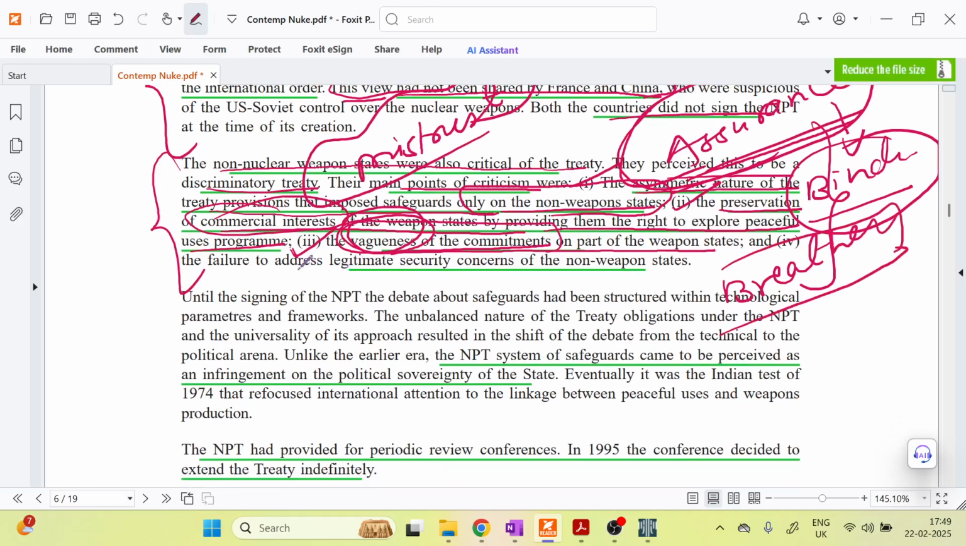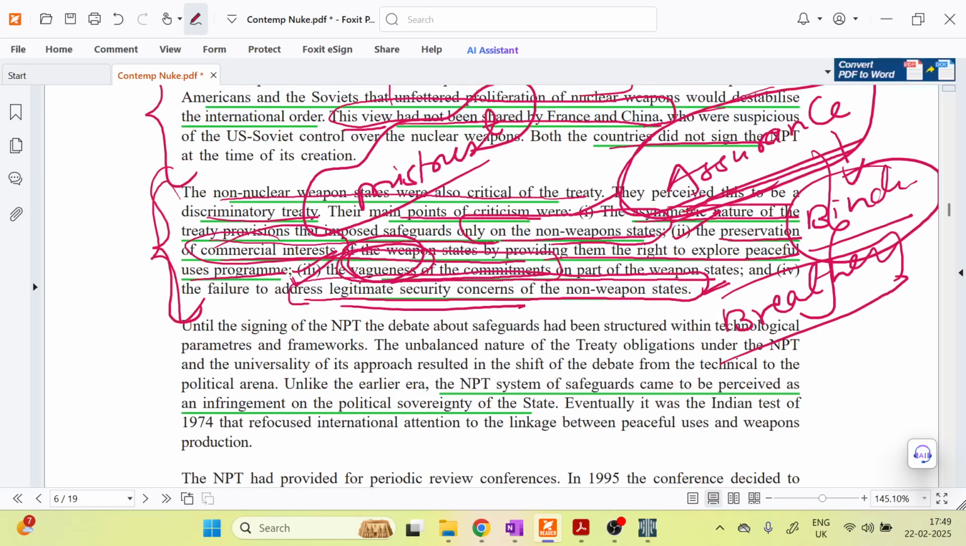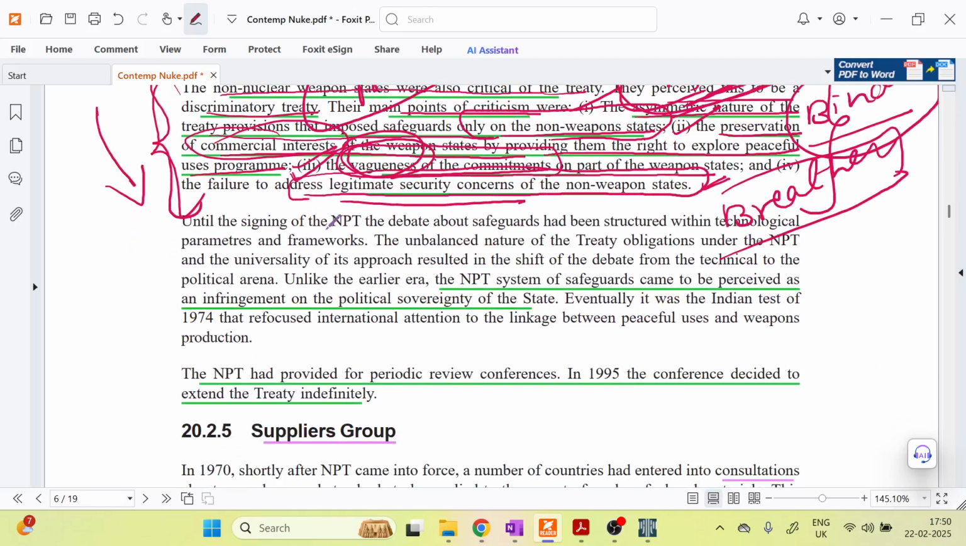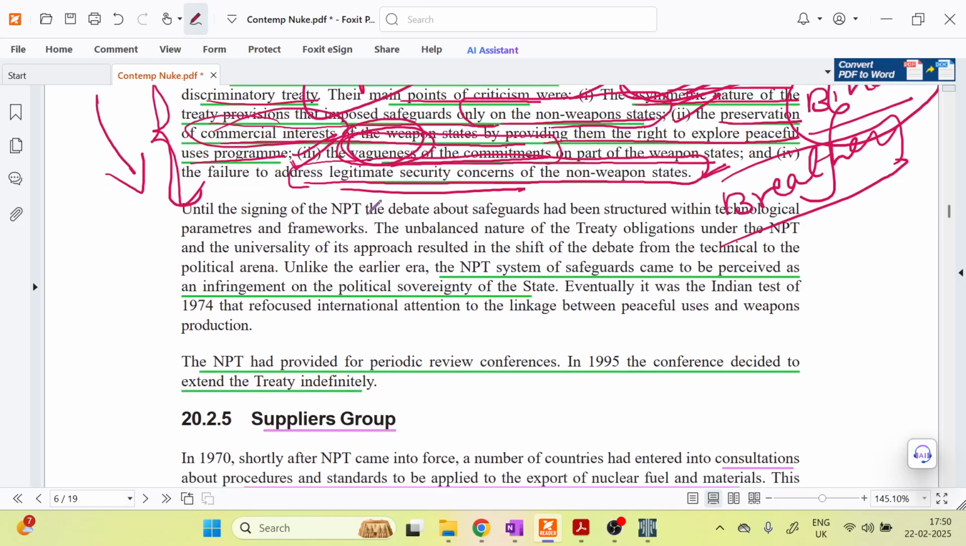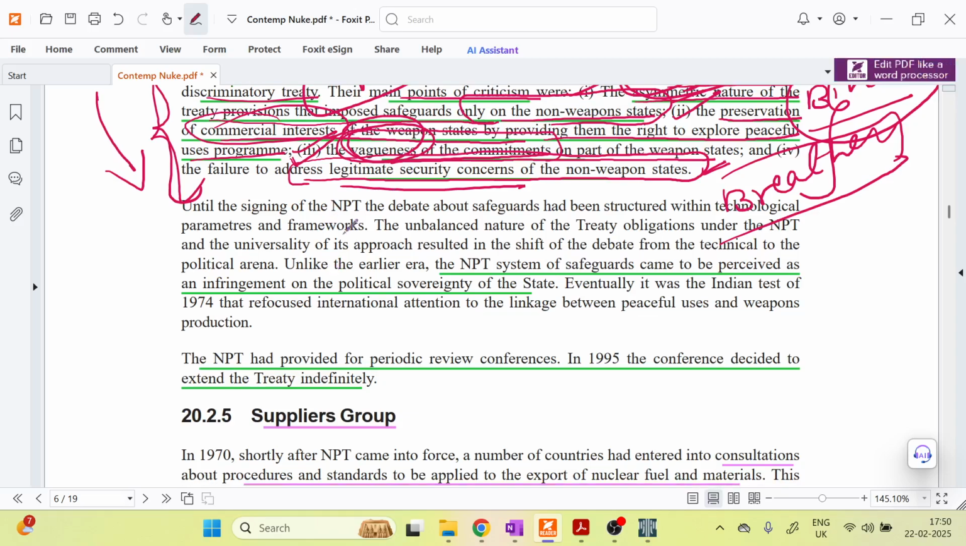Now, the fourth concern was about the failure to address legitimate security concerns of the non-weapon states, which is similar to the third one. But the fourth criticism is clear about what it is talking about, that they have some security concerns. And what if even after the assurances are given, the weapon states go on a hunting expedition and kill all the non-weapon states? Such security concerns cannot be thwarted in the name of international relations, or in the name of United Nations safeguards.